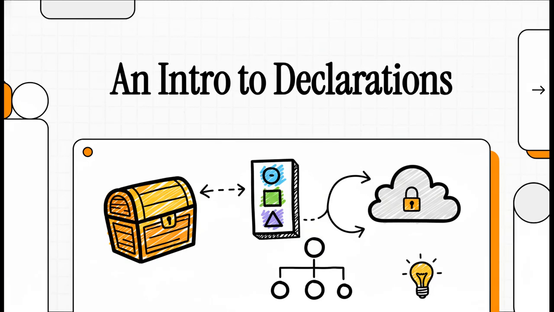Hey there. In this explainer, we're going to dig into a core idea in computing that's so simple we often just glance right past it. It's the act of a declaration. And honestly, understanding this is the very first step to making a computer do, well, pretty much anything you want.